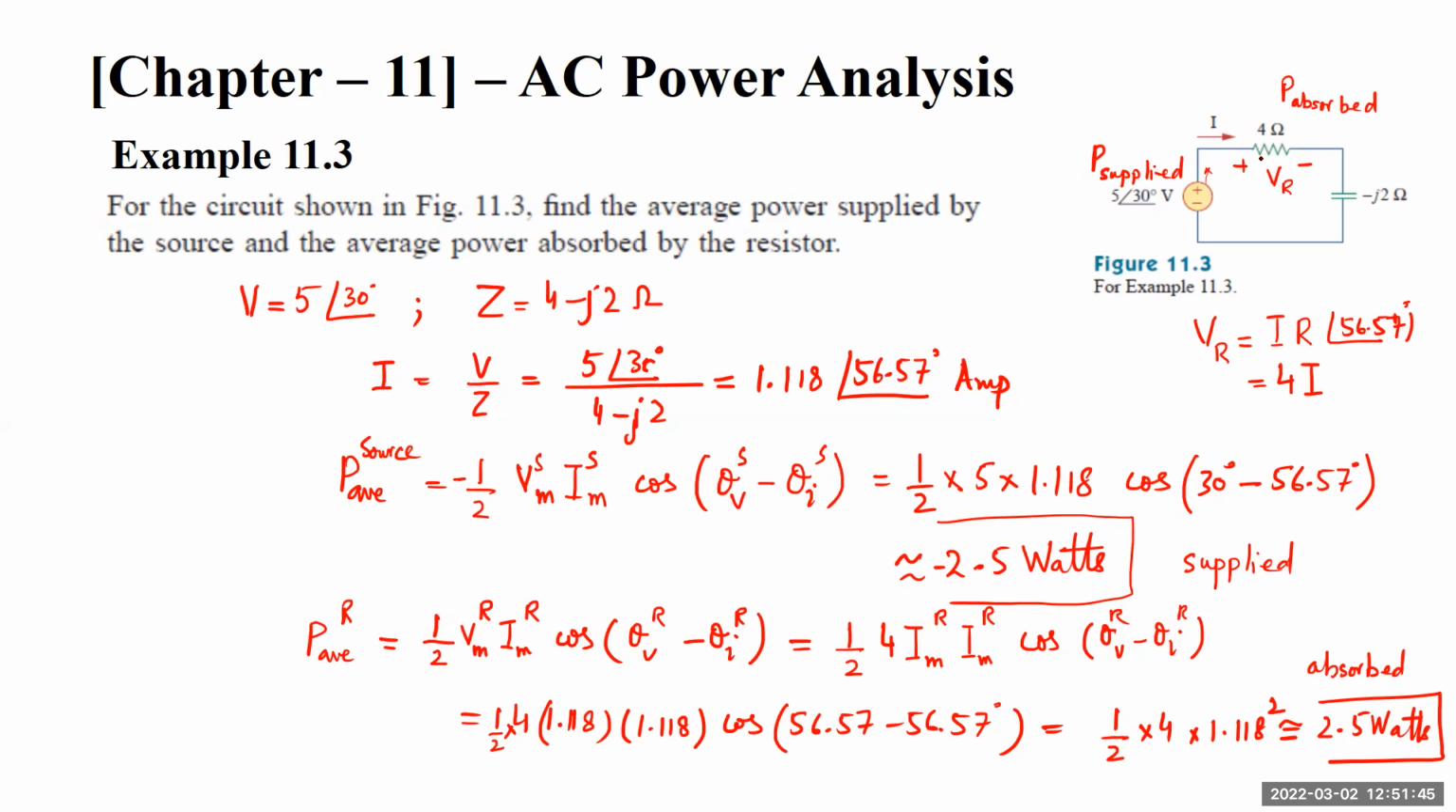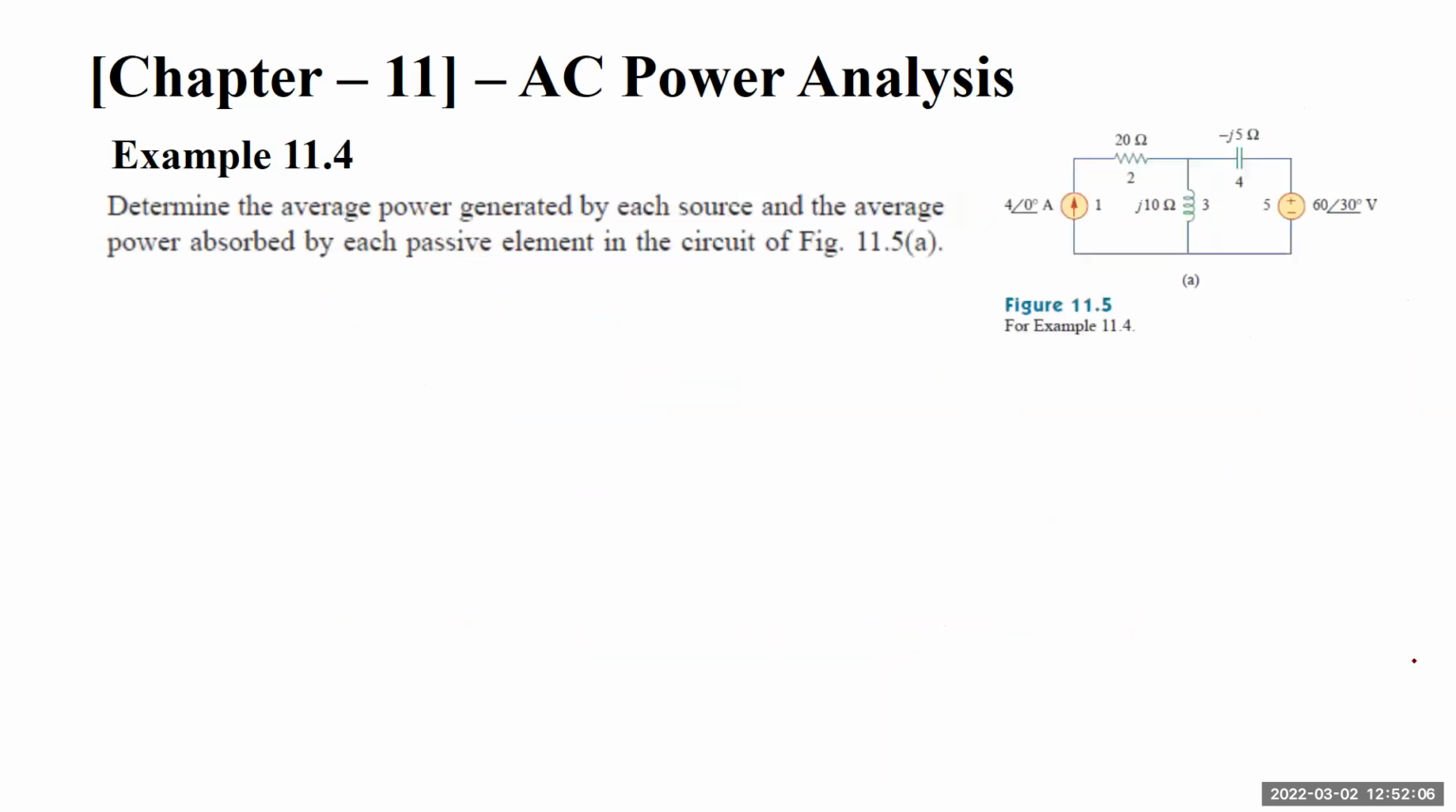And since the positive terminal of the voltage is here and the current is entering the positive terminal across the resistor, we can say that the power is absorbed, or both of the signs for voltage and current are in sync. So we can easily say that yes, this is the power that is absorbed across the resistor. So let's solve another example.